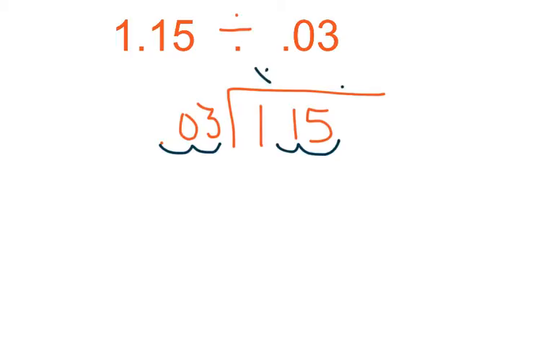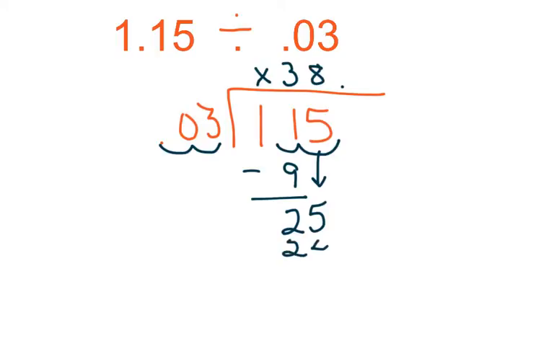Okay, 3 doesn't go into 1, but 3 goes into 11. 3 times 3 is 9. 11 take away 9 is 2. My next step is that I'm bringing down. Okay, 3 goes into 25. 25 take away 24 is 1. Now, since we're dividing with decimals, we no longer have remainders. So I can't just leave that and say remainder of 1. Instead, I must add a 0 into my dividend and then bring it down.